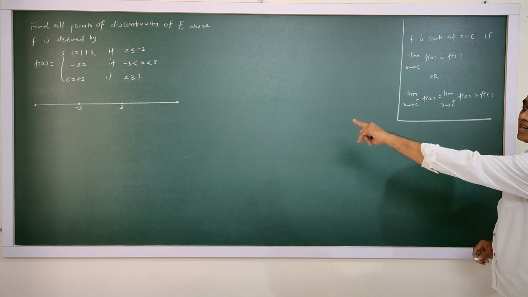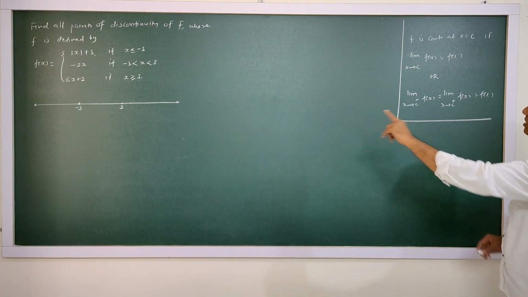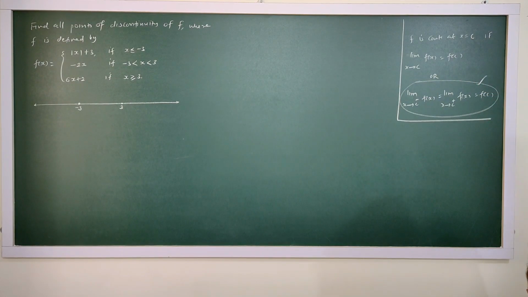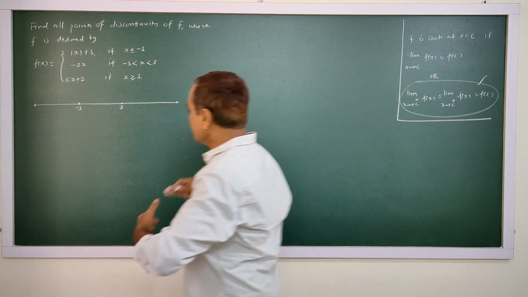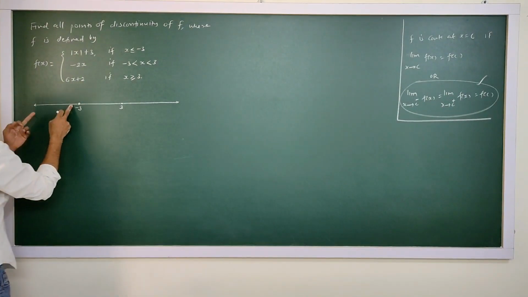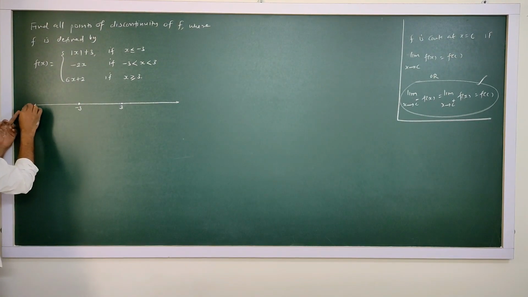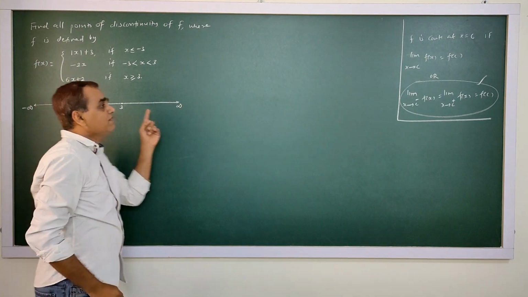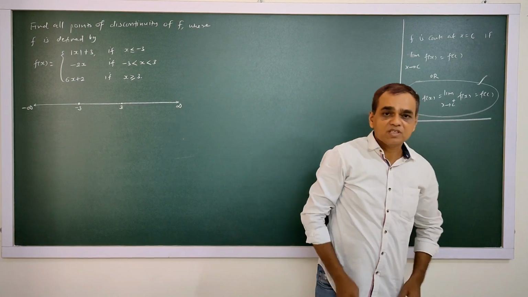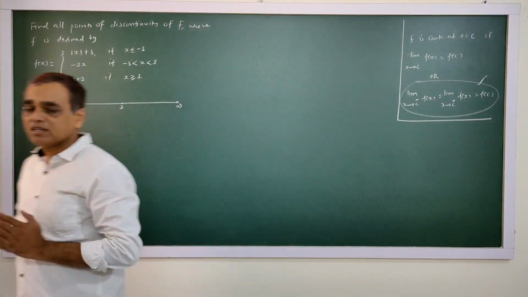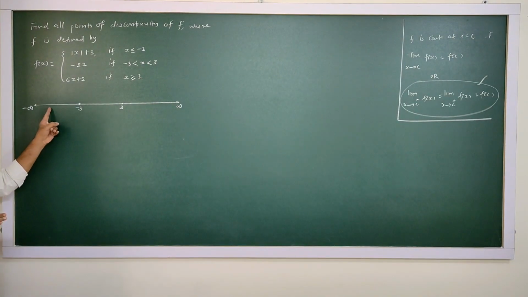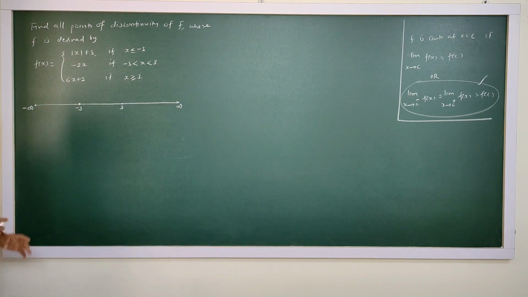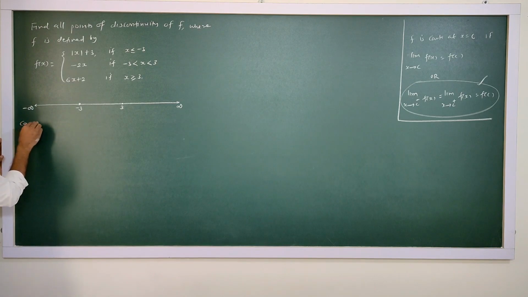So at minus 3 and 3 the function is changing its formula, so at minus 3 and 3 we will use this form of definition. And at other numbers, for all the numbers belonging to this interval, this interval and this interval, we will use this definition. So here we will discuss this in case 1, case 2, case 3, case 4, case 5. So first of all, case 1.